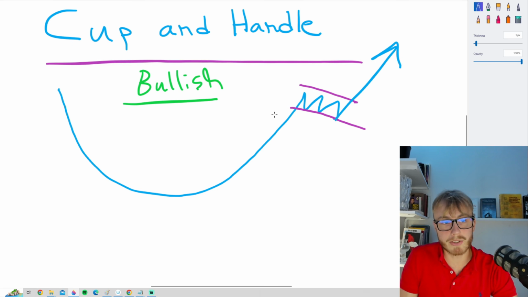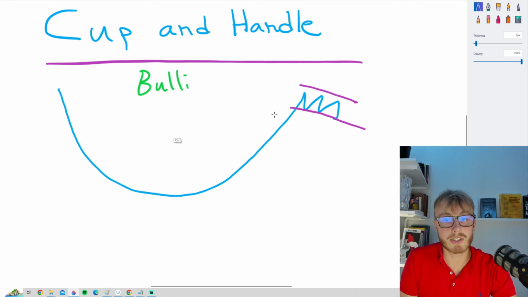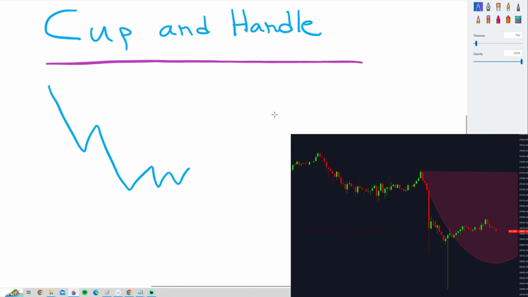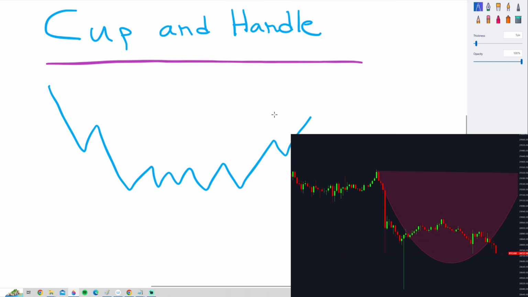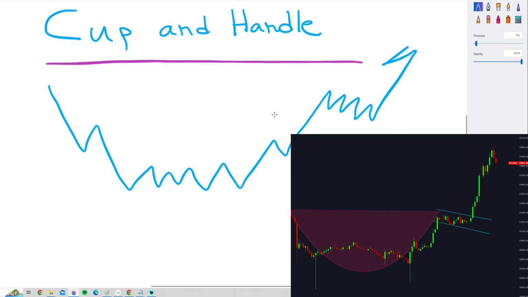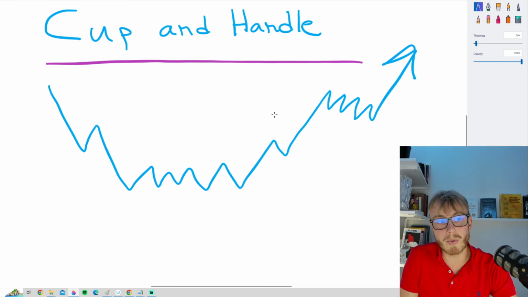However, what is important to notice is that this is how the pattern looks in a perfect world. In the real world, however, the price will probably look something more like this. You know, in the real world, we very seldom have these sort of perfect patterns. So this is probably more how the cup and handle would look in a real life market.